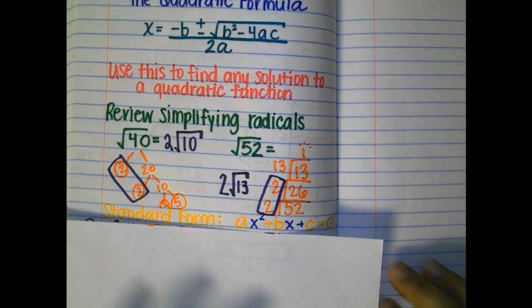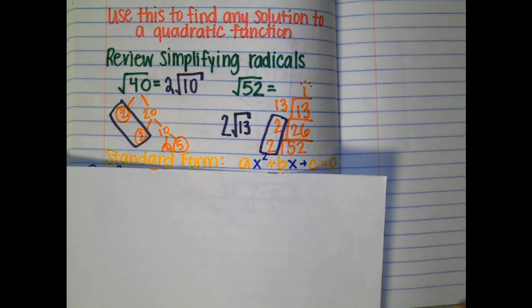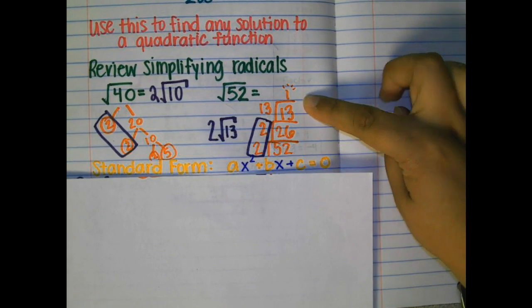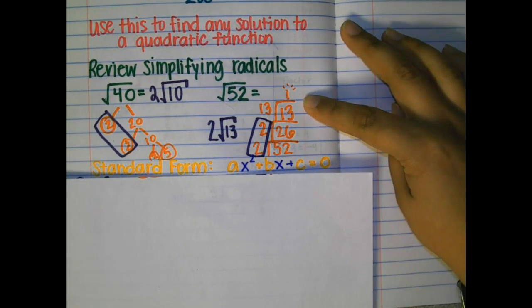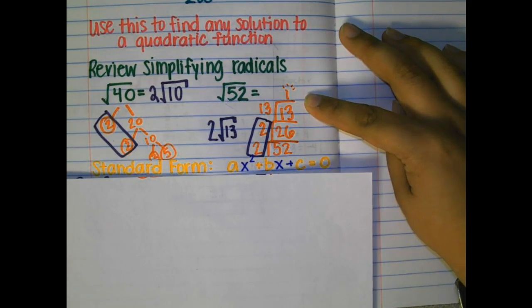Okay, we're going to move on to our example. But first, I want you to write the standard form of a quadratic function. The standard form is ax squared plus bx plus c equals 0. Don't forget that equals 0. The examples I'll show you today will all be in standard form, and later on we'll mix in more problems that require you to turn the functions into standard form.